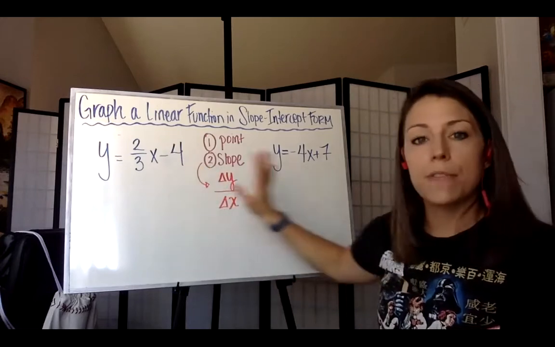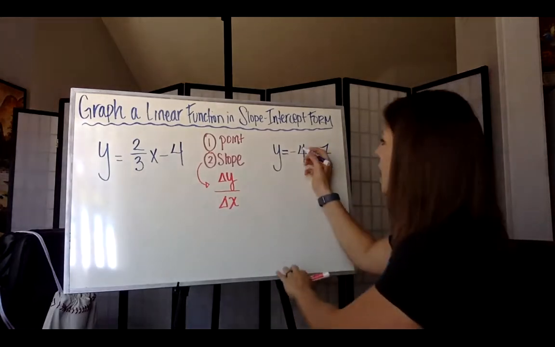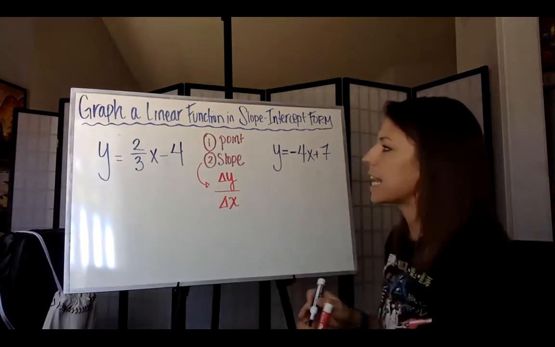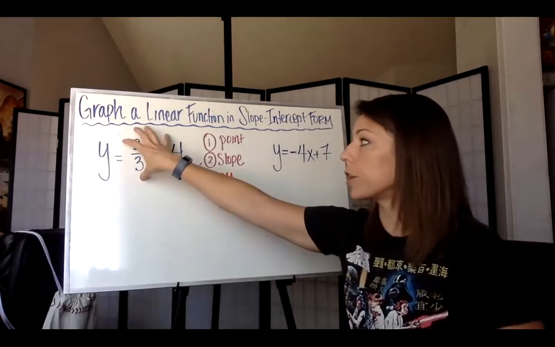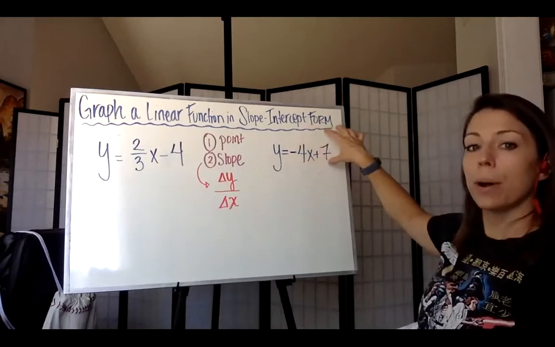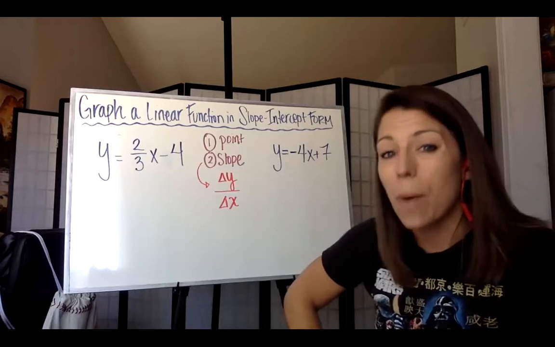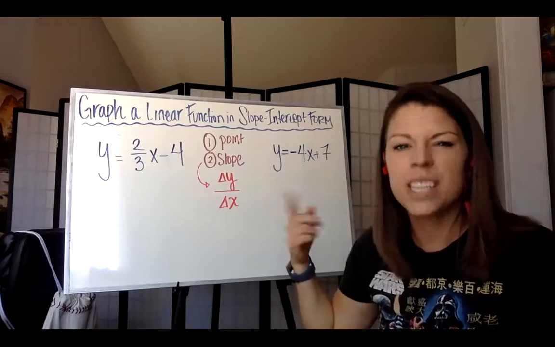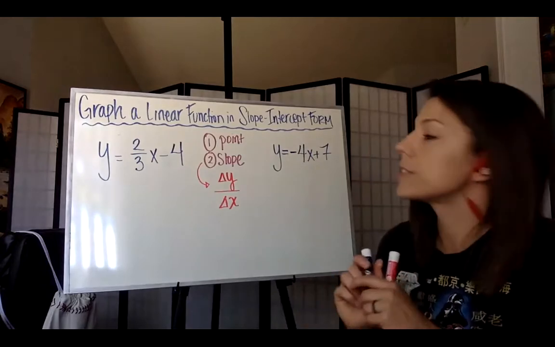What do we notice about both of these functions? Well, both of them have Y by itself. They have a variable term containing X, and they have a constant at the end. We have a Y equals a variable term minus a constant, Y equals a variable term plus a constant. That's how you can tell that something's in slope-intercept form. When in doubt, is Y by itself? Chances are it's in slope-intercept form. Okay, so let's go ahead and get started.